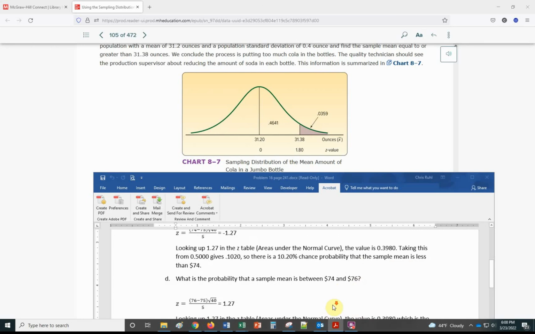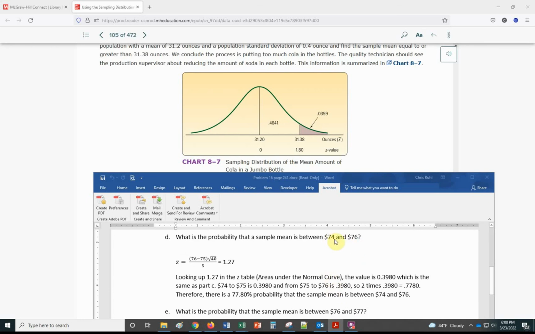And because it's the same distance on the other side, 74 to 75 is the same as 75 to 76, this part on the right is going to be 0.3980. So we add those two together and we get 0.7780. So there's a 77.8% probability that the sample mean is between $74 and $76. And that makes sense because most of your area is right here around the middle, 74 to 76.